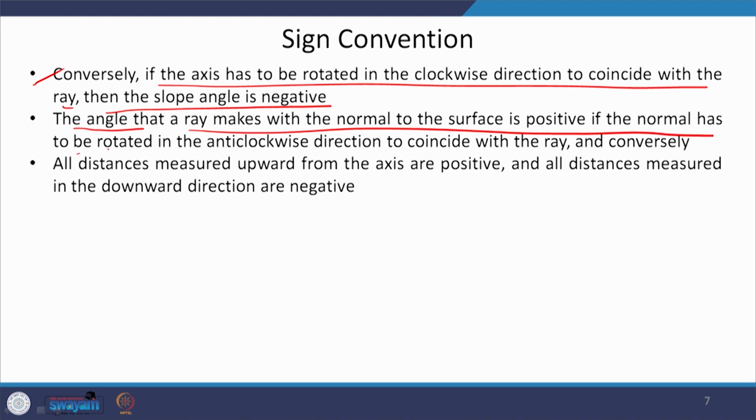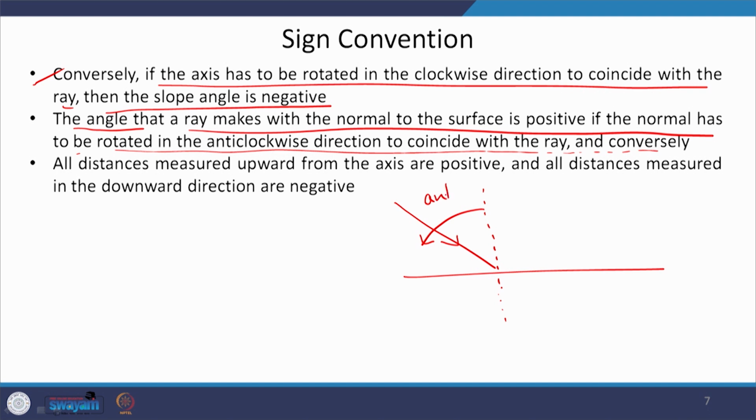the normal has to be rotated in the anti-clockwise direction to coincide with the ray. The same point which was stated for the axis of the system is now being stated for the normal. Suppose this is an interface and the ray is falling here and this is the normal to the interface. Now, if this normal has to be rotated to coincide with the direction of the ray, then you see that this is the direction of rotation which is anti-clockwise.